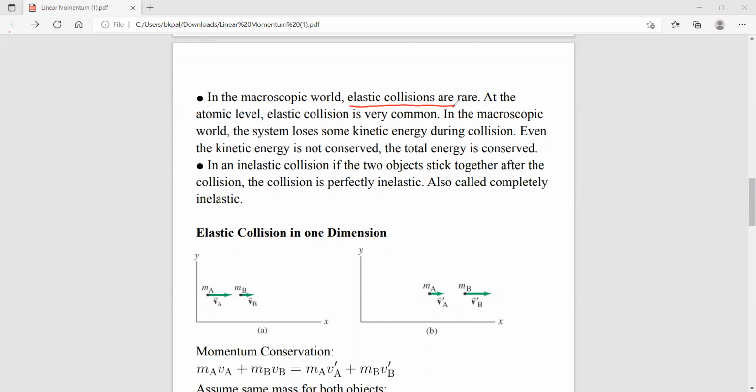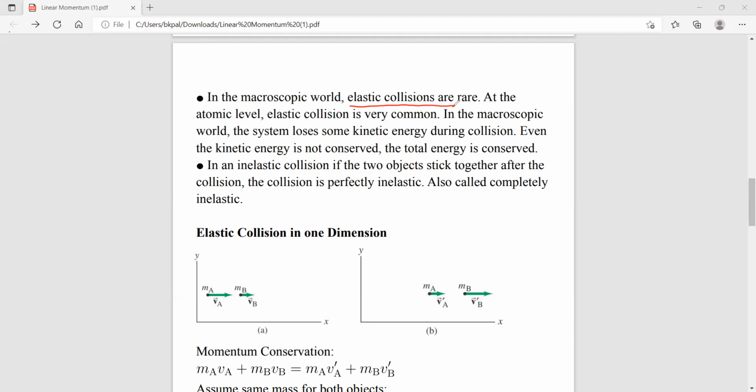But at the atomic level, if you go to the microscopic level, and you want to know what the collision is between two atoms, or two molecules, or two electrons, or one electron and one proton, for example, in that case we can have both elastic and inelastic collisions. But for everyday life, most of the time our collisions are inelastic.